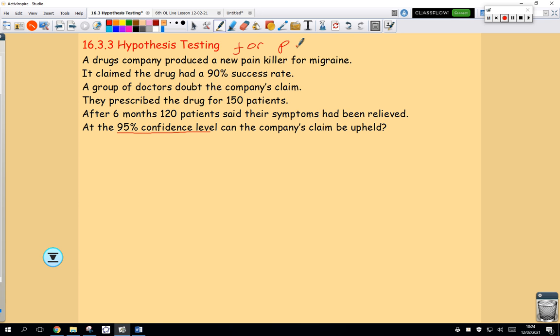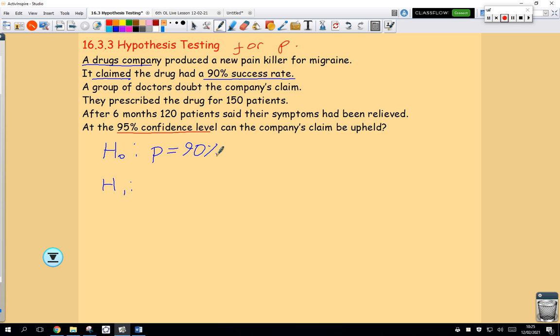So there are various steps. We always start off by writing down the null hypothesis and the alternative hypothesis. The null hypothesis is a claim that has been made about the population. The drugs company claimed the drug had a 90% success rate. So they're claiming that the true population proportion of people whose pain from migraine was relieved by this drug was 90%. 90% of people found this drug relieved the pain of a migraine. That's what they're claiming. It might be true, it might be false. That's what we're testing.